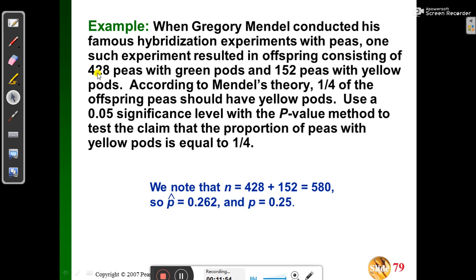Now here we can say that the total number of samples is n equal to 428 plus 152. Green is 428, yellow is 152. Our sample proportion is 0.262. How? 152 divided by 580 is almost 0.262. And p equal to 0.25, that is 1/4. That is why it is saying use the p-value method to test the claim that the proportion of peas with yellow pods is equal to 1/4, that is 0.25.